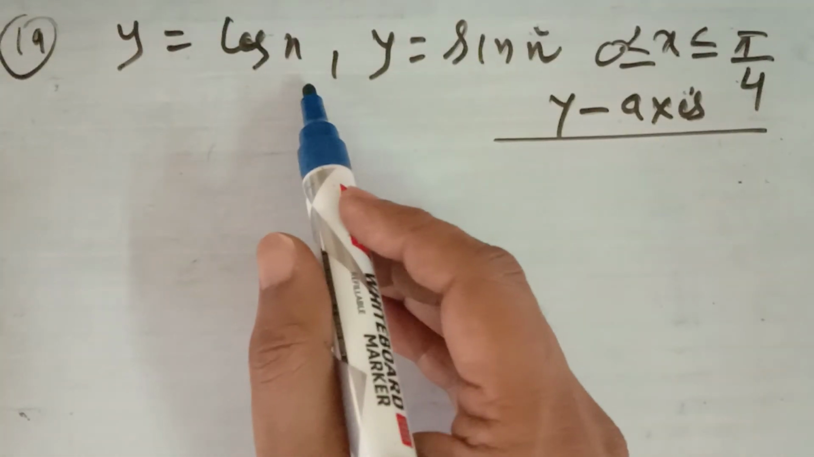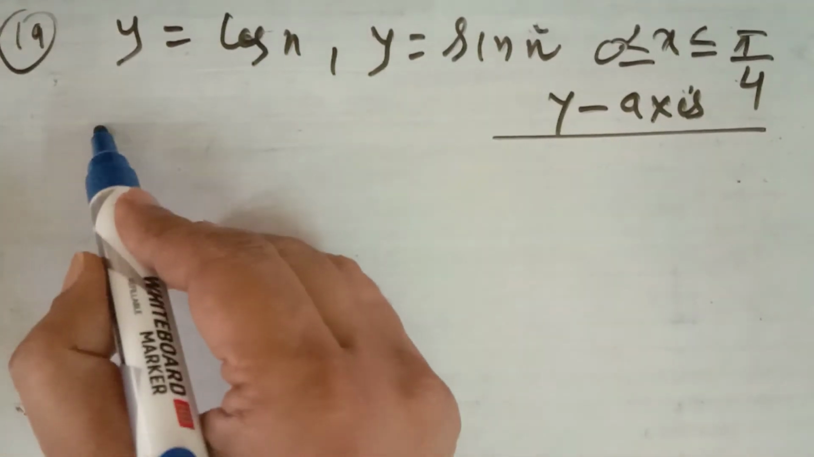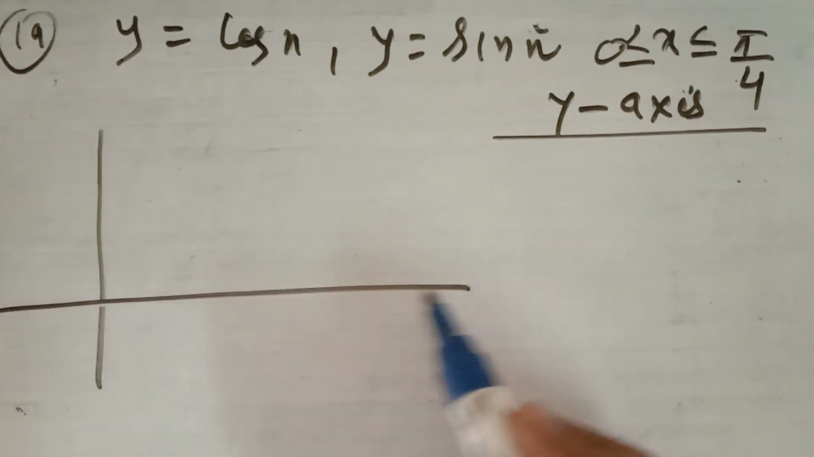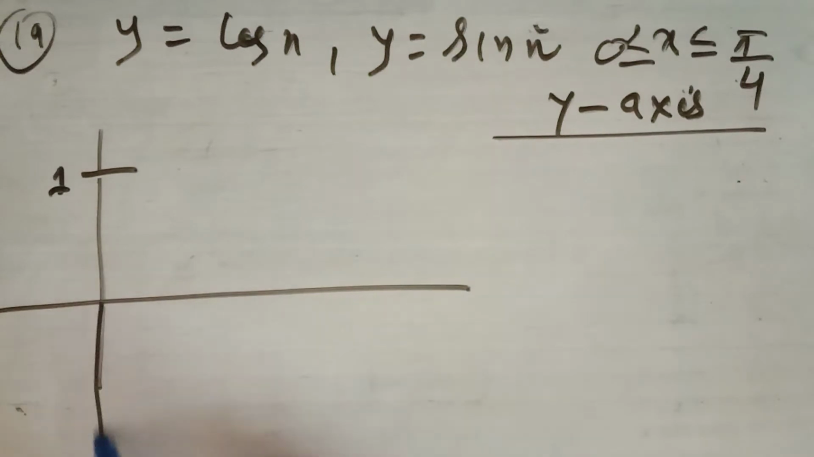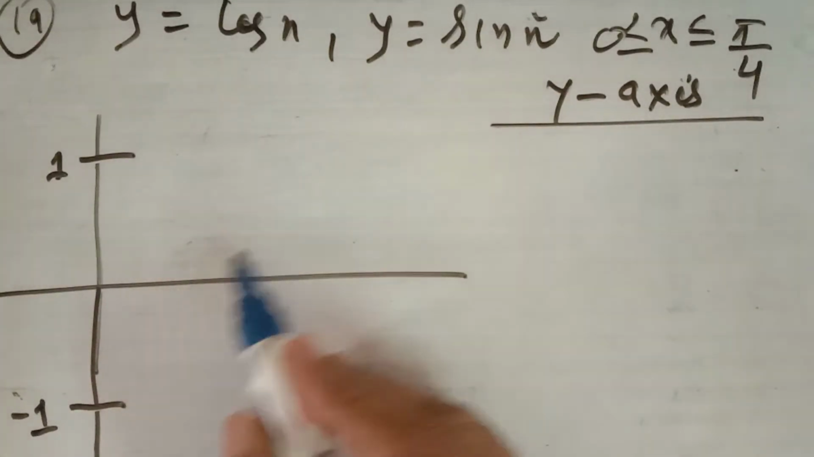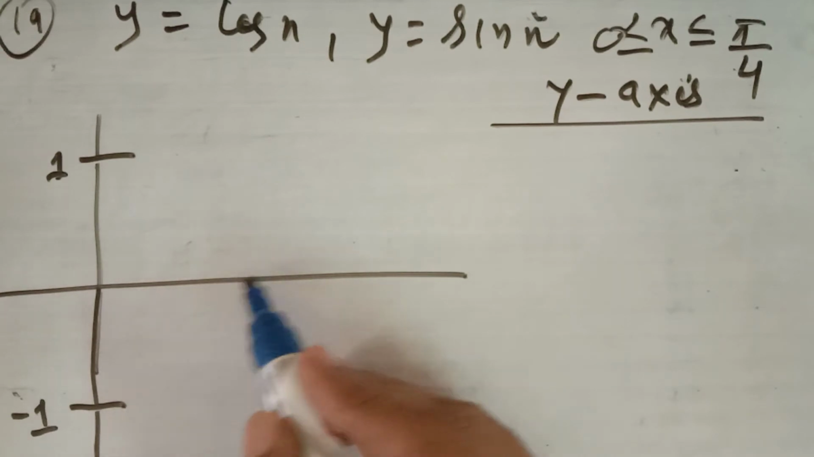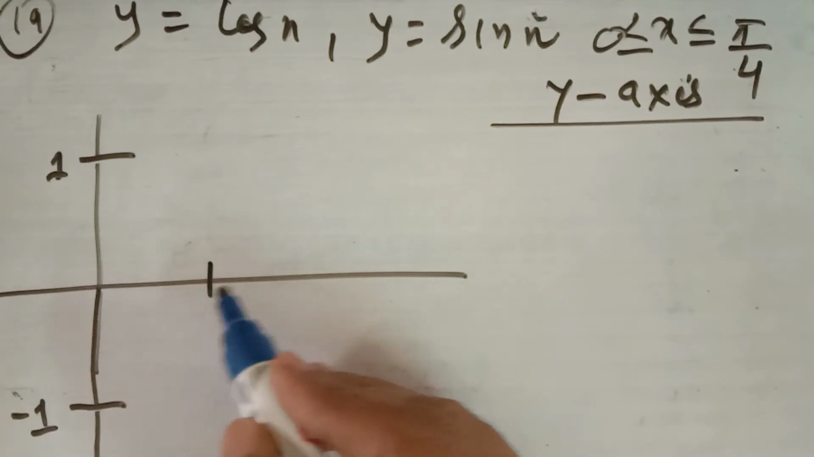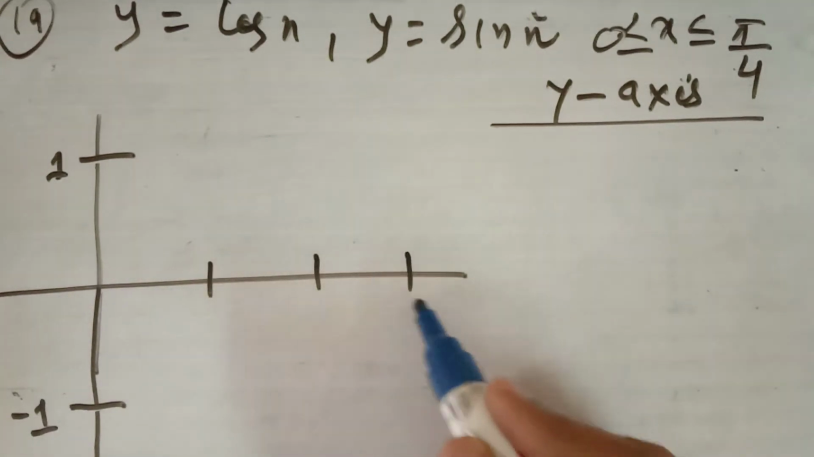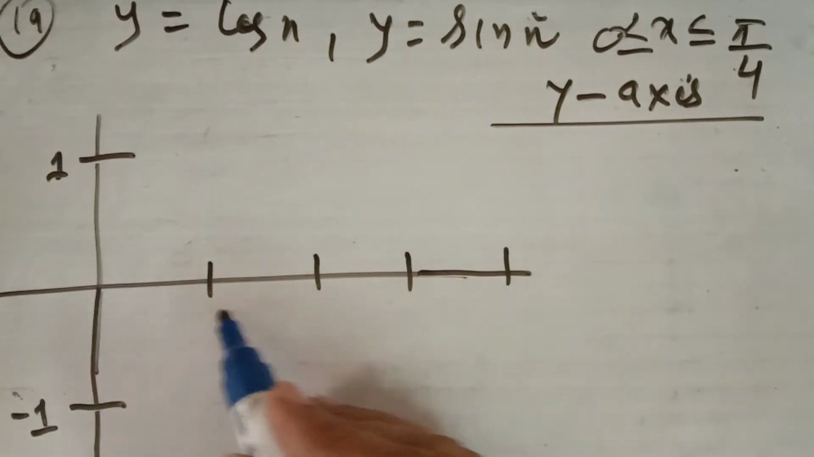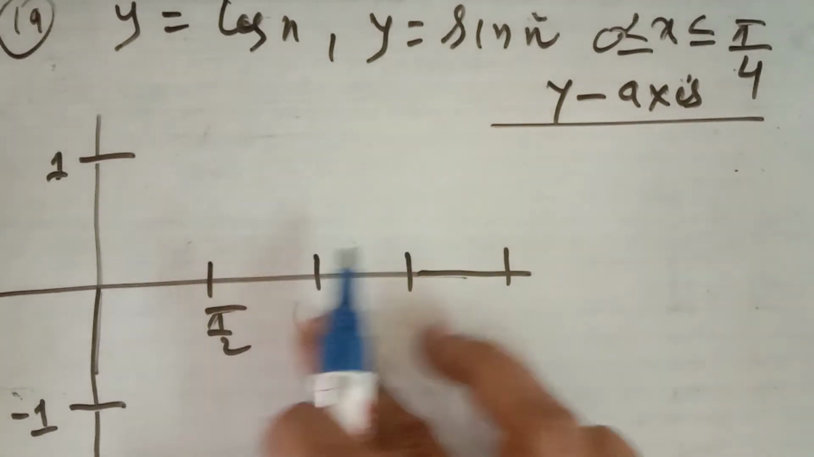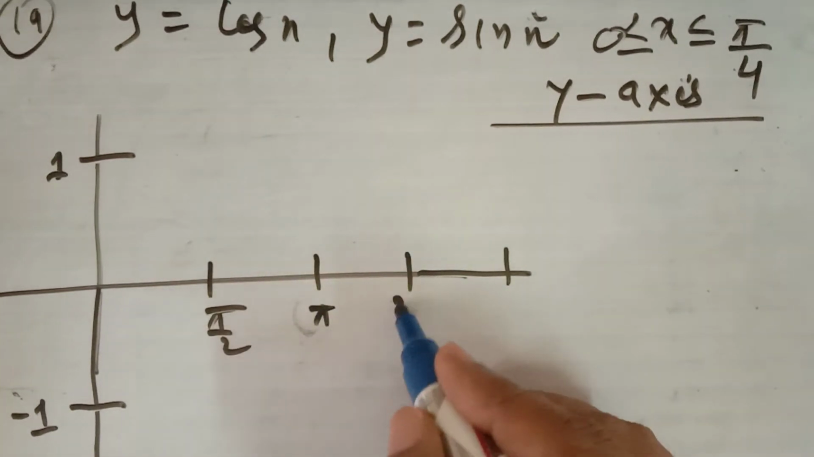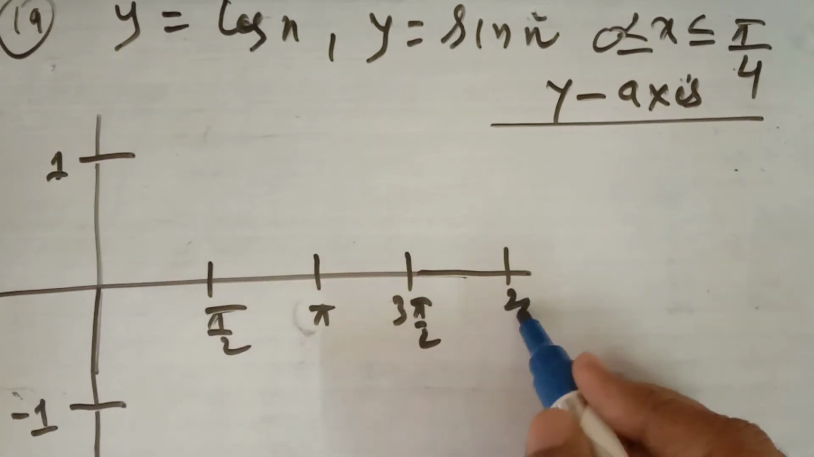Now we know the curves of cos x and sin x. So first of all, draw the curves. The maximum value of sin as well as cos is 1, and the minimum value is minus 1. Now from 0 to 90, 180, 270, 360. These are the points we'll take: pi by 2, pi, 3 pi by 2, 2 pi.